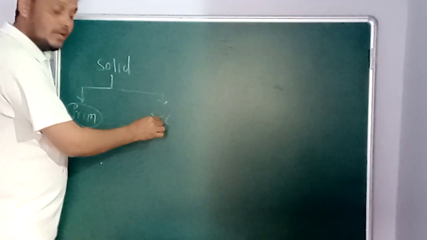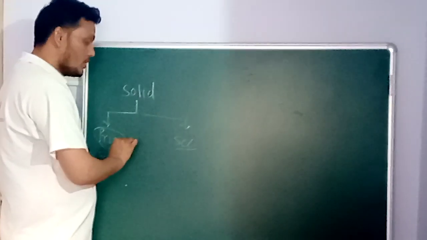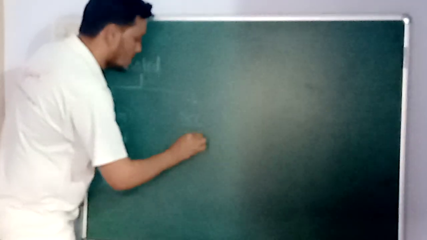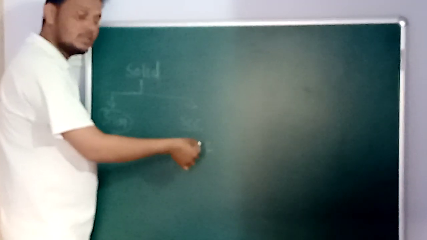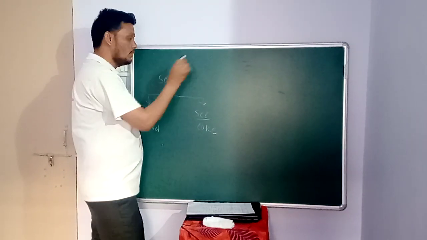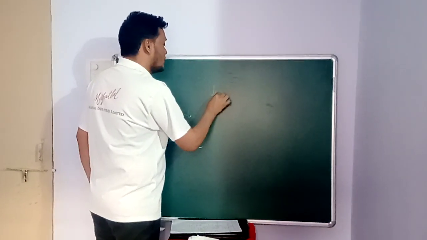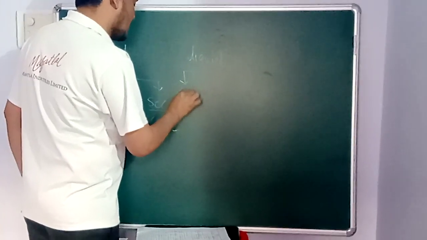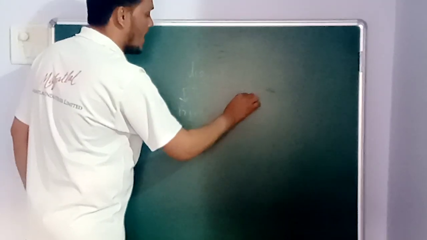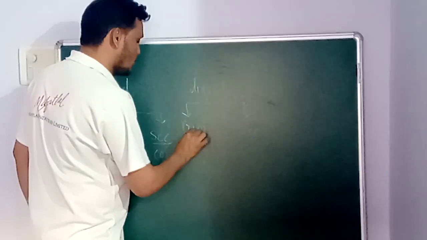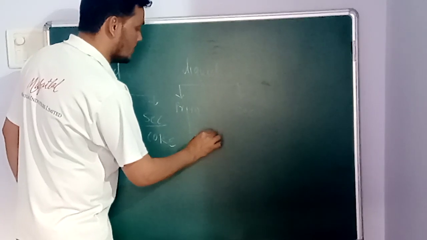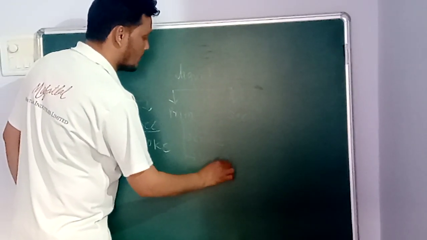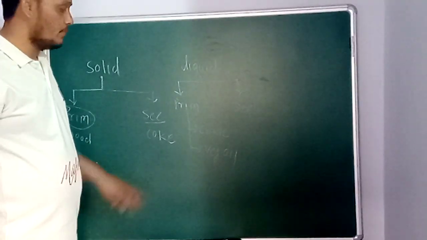Then the next one is the secondary source. After burning, wood is converted into charcoal or coke. So coke or charcoal is the secondary source of solid fuel. Then the next important type is liquid fuel. Liquid fuel is further subclassified into primary and secondary. The primary source is crude oil or vegetable oil. This is the primary source of liquid fuel.